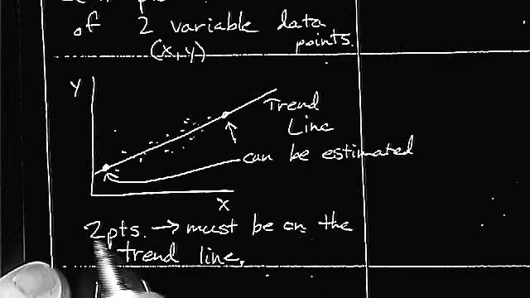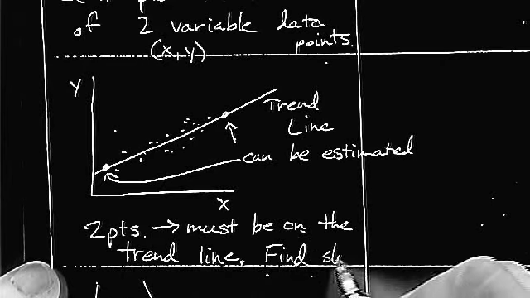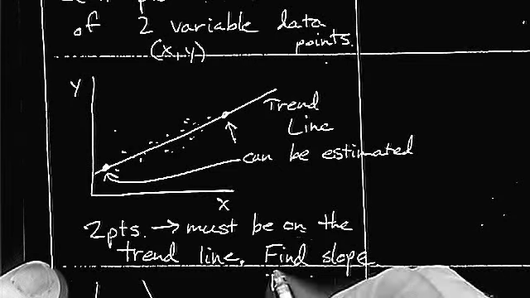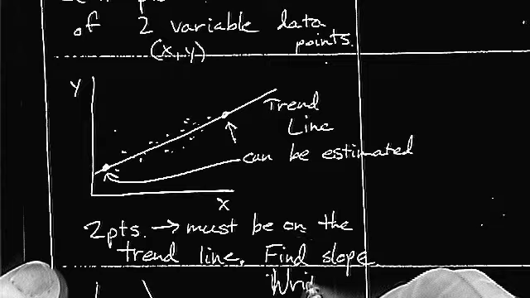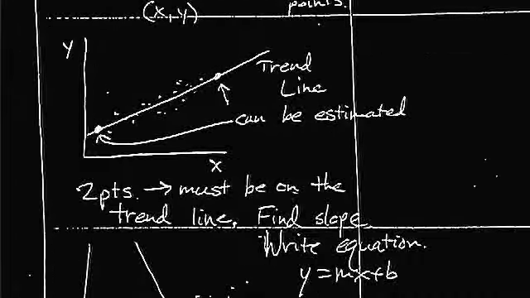And then when you have those 2 points, obviously then you can find the slope. And then you can write your equation. Make sure you always end up with y equals mx plus b when you're writing your equation. Okay, that'll be an absolute must.